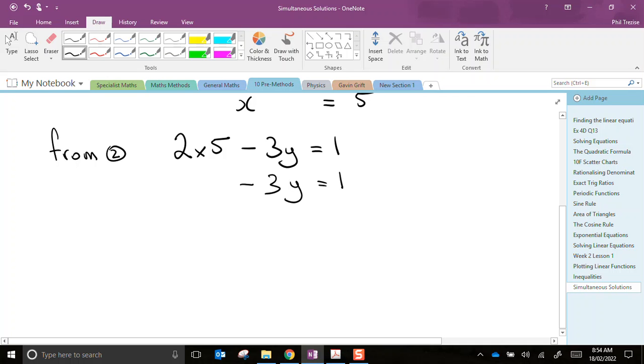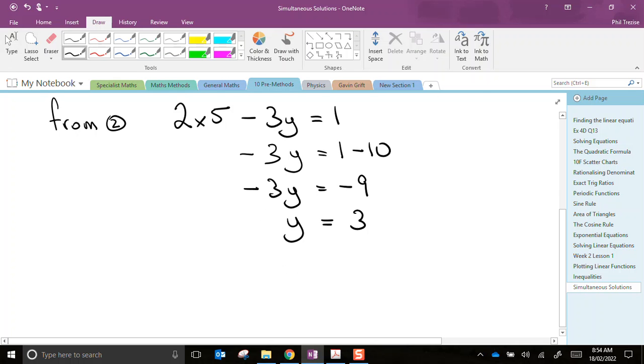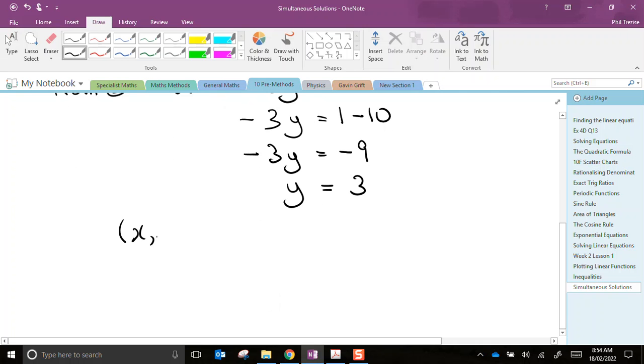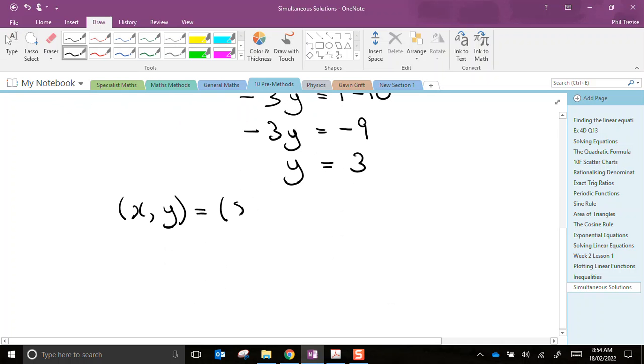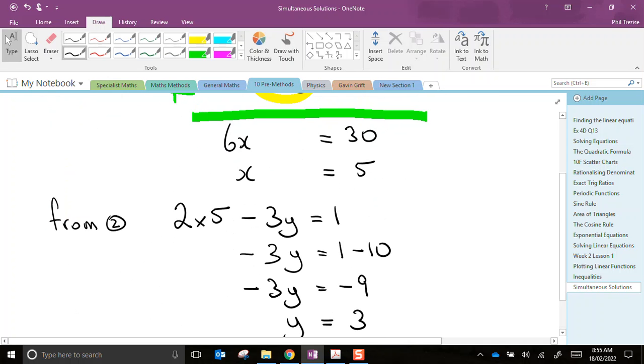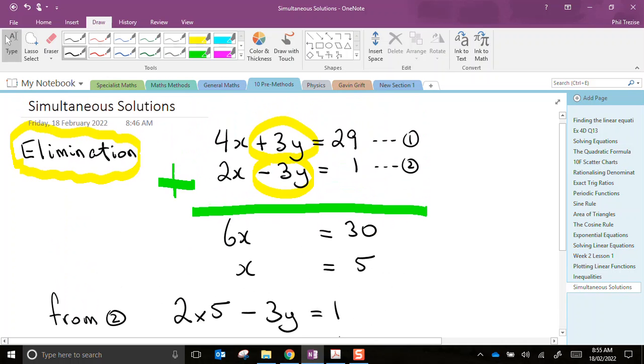Now 2 5s are 10, and that's a positive 10. If I transpose, it will be subtract 10. I have negative 3 times y equals negative 9. Dividing by negative 3 gives the answer positive 3. So my solution then for x and y, I have x is 5 and y is 3. That's my simultaneous solution. Those numbers, 5 and 3, will make both of the equations true.